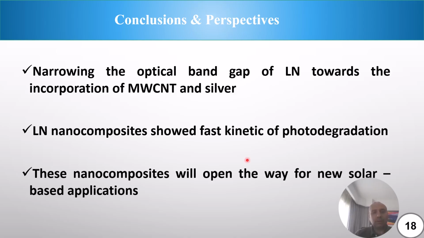To conclude, we successfully narrowed the optical band gap of LN with the incorporation of multi-wall carbon nanotubes and silver. The Ag CNT LN nanocomposite showed fast kinetics of photodegradation. This nanocomposite will open the way for new solar-based applications, for example water splitting for hydrogen production.